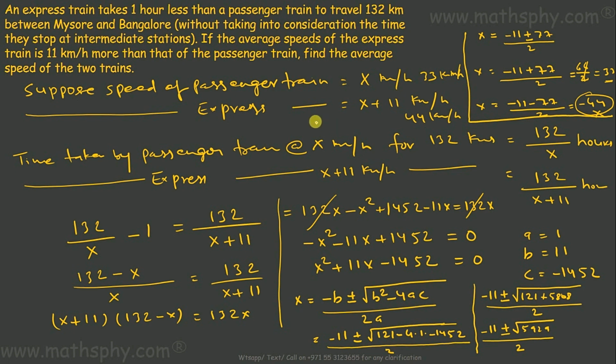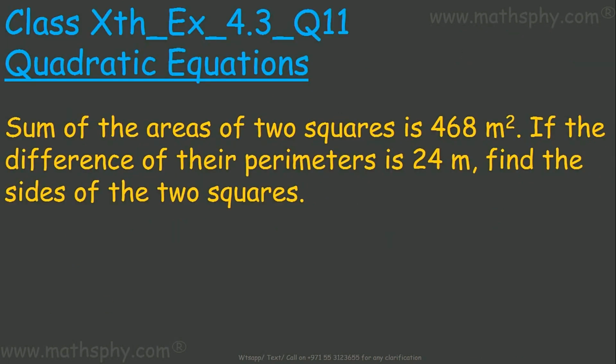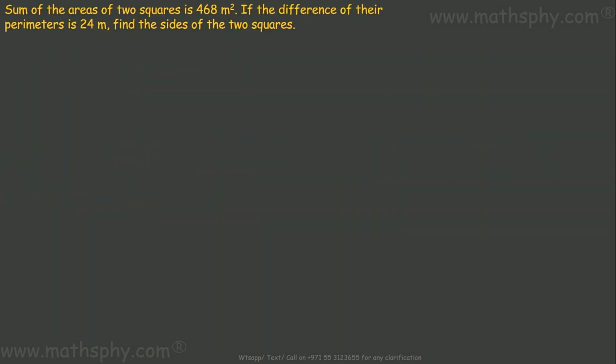Alright. This question here, it says sum of the areas of two squares is 468 meters square. If the difference in their perimeters is 24 meters, find the sides of the two squares. We have two squares here. Sum of their areas is 468 and difference of their perimeters is 24 meters. So let's take this way.